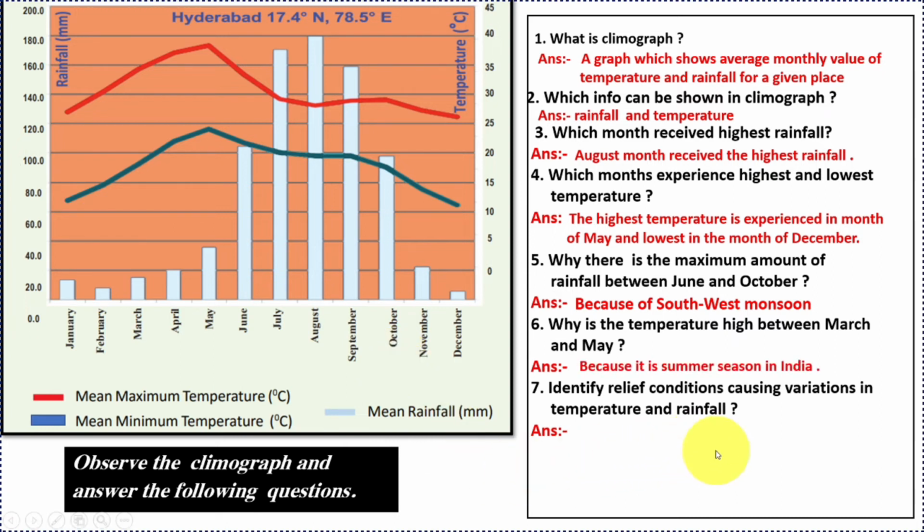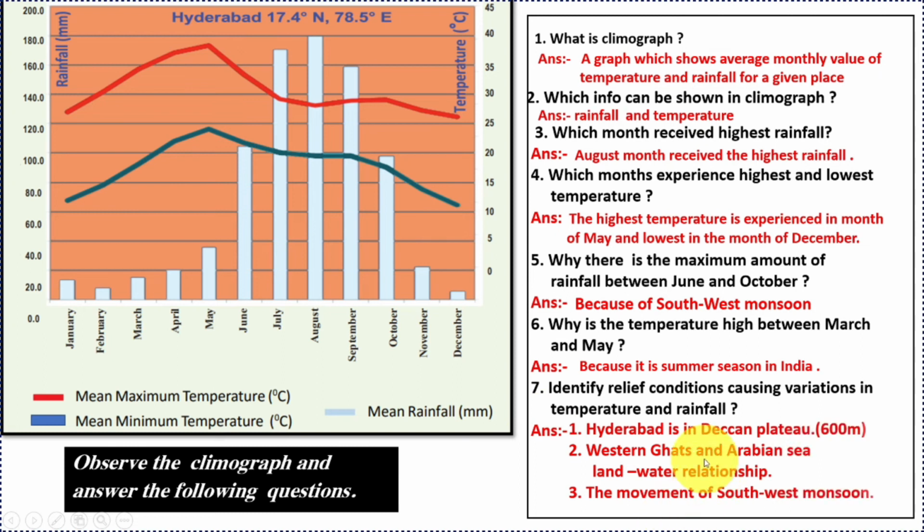Identify relief conditions causing variations in temperature and rainfall. Here, Hyderabad is in the Deccan Plateau because this plateau is a little higher. It is about 600 meters from mean sea level. Land and water relation, that means the relation between the Western Ghats and the Arabian Sea, and the movement of the southwest monsoon.